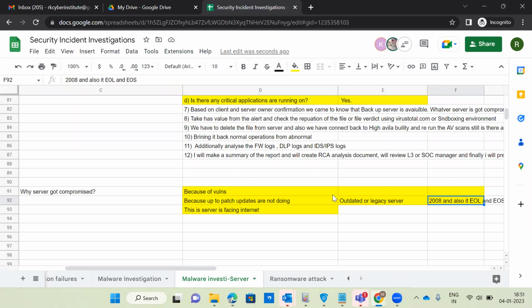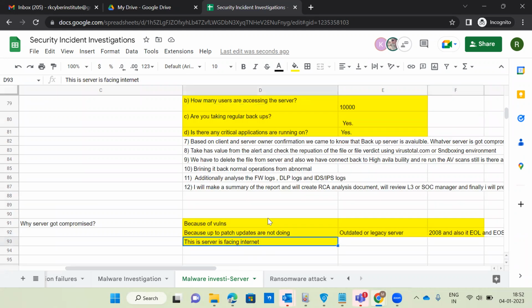I told you already, internet facing or non-internet facing. Internet facing means from the server, we can ping google.com or access any public applications. That is called internet facing. Non-internet facing means we cannot access public websites or social networking websites or any other websites. That is called a non-internet facing server. Okay, so this server is facing the internet.